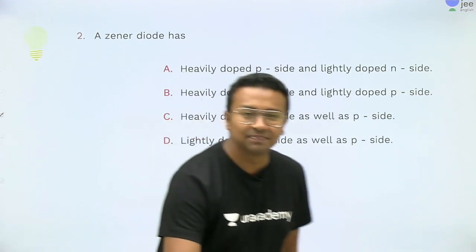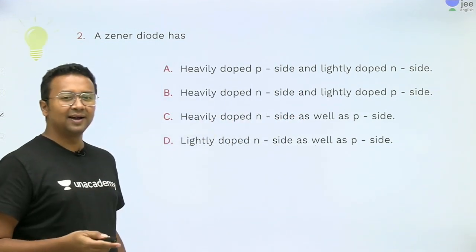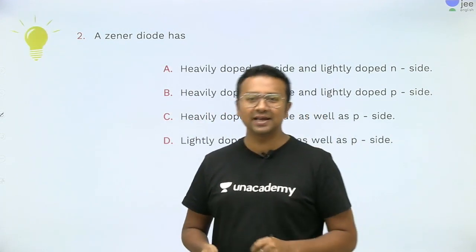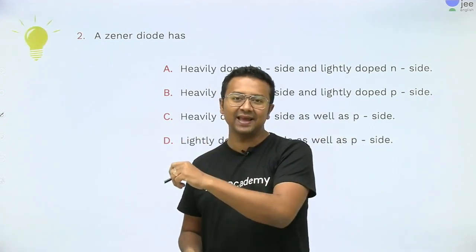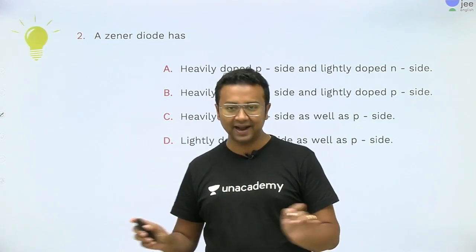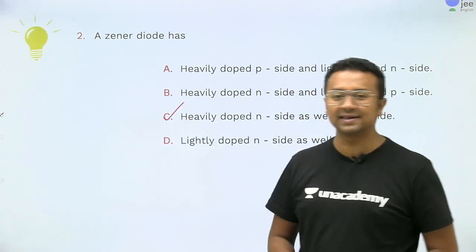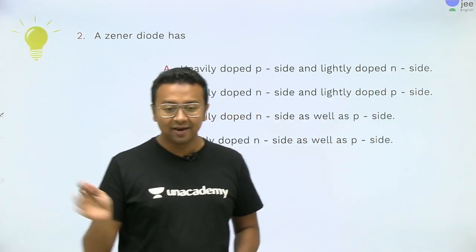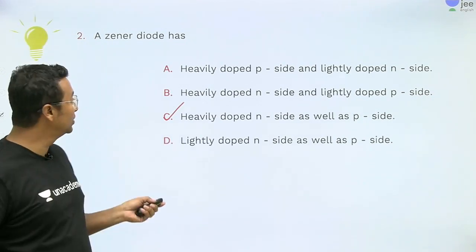Now, what do we have here? A Zener diode. A Zener diode, we know for sure, works on the reverse voltage principle, isn't it? So both the P side and the N side are heavily doped, right? So which one do we have here? Option C is the correct answer, that is, heavily doped N side as well as P side. Very simple students. Chalo, let's move on to the next.